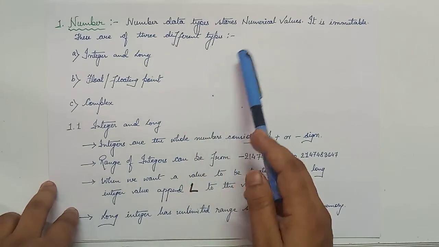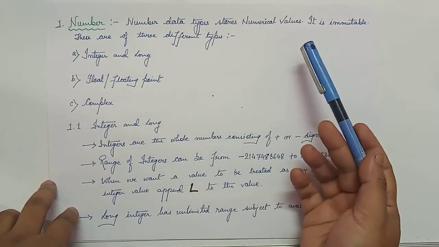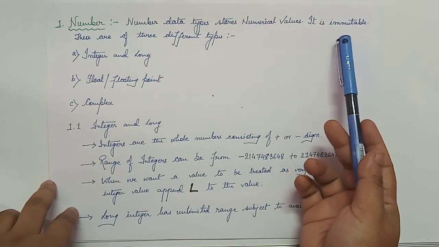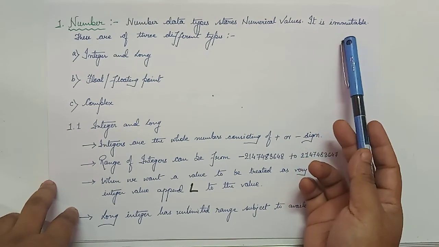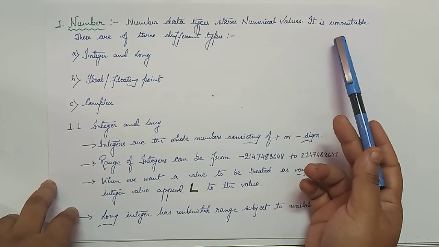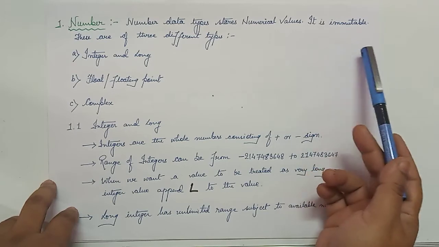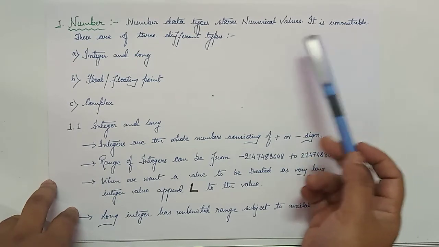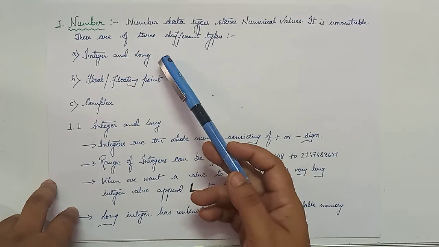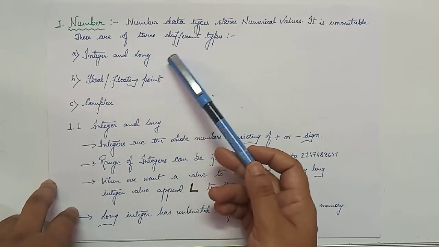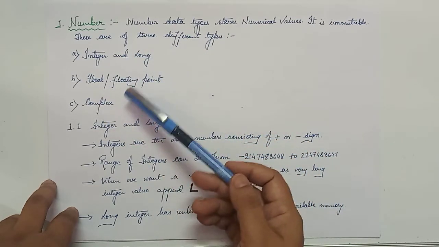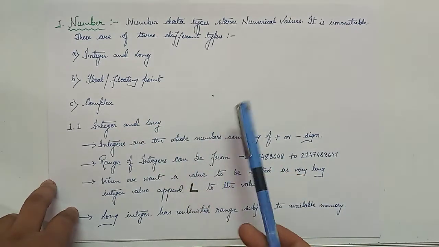Number data types store numerical values, that means numbers. It is immutable. Immutable means you cannot change it. Regarding immutable and mutable, we will study later on in depth. There are three different types: integer and long, float or floating point, and complex. Let's talk about integer and long.